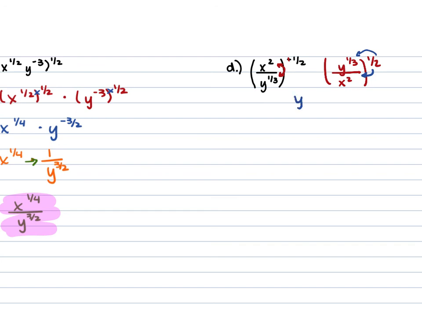So it's going to be y to the 1/3 raised to the 1/2 power over x squared raised to the 1/2 power. We multiply these powers and we're just left with y to the power of 1/6 over x to the first power. So y to the 1/6 power over x is our answer.